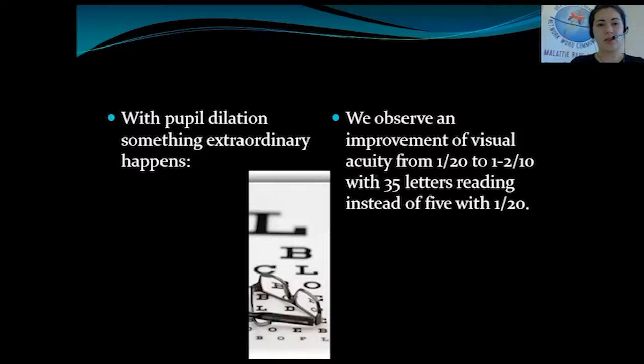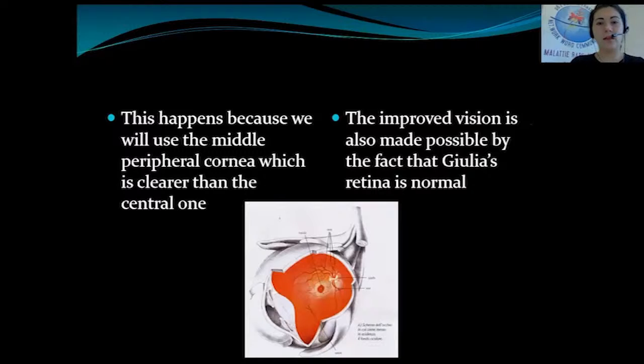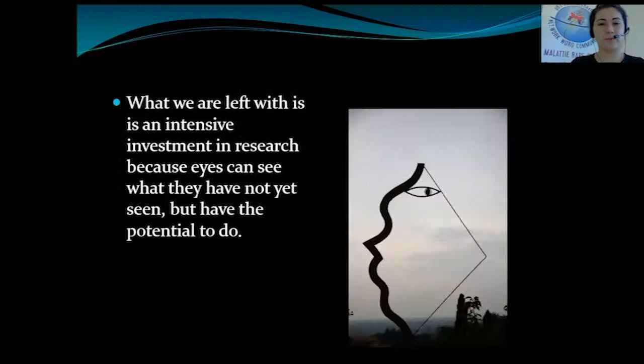With pupil dilation, something extraordinary happens. We observe an improvement of visual acuity from 1 on 20 to 1/2 on 10, with 35 letters reading instead of 5 with 1 on 20. This happens because we will use the middle peripheral cornea, which is clearer than the central one. The improved vision is also made possible by the fact that Julia's retina is normal.